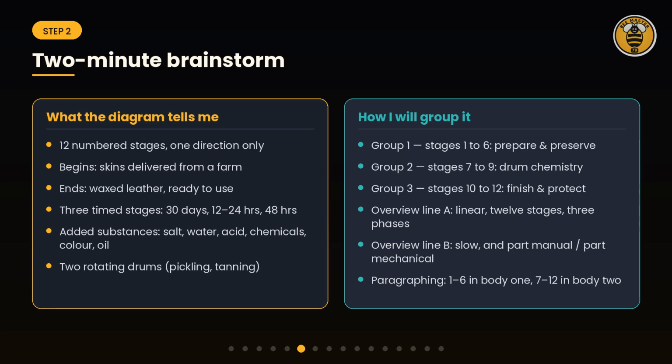Now the 2-minute brainstorm. On the left, everything the diagram actually tells me. On the right, the decisions I make about it. This is where a band 9 answer is really won, not in fancy vocabulary, but in deciding how to group the information before you start writing.